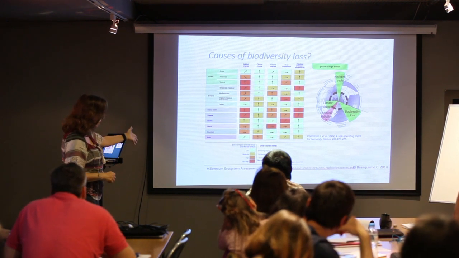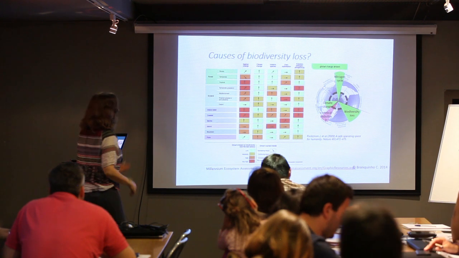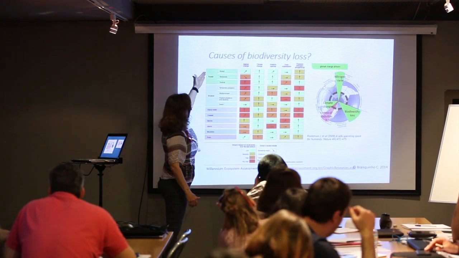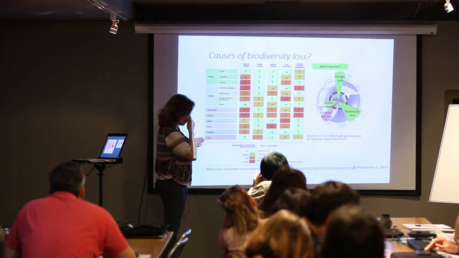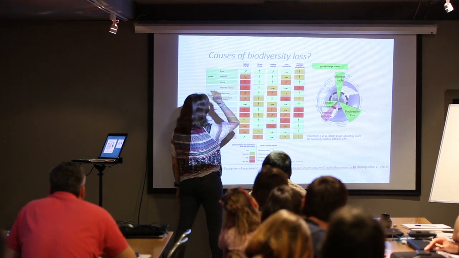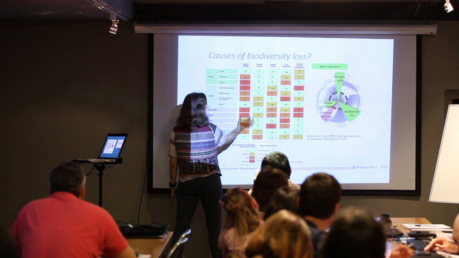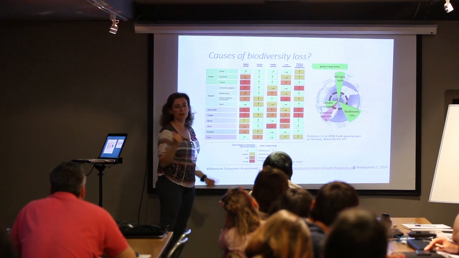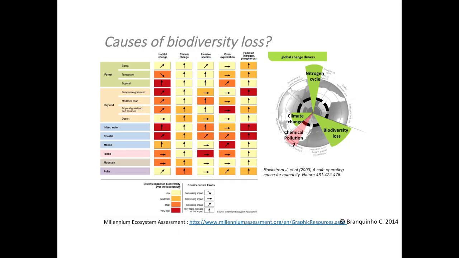This is an example from the Millennium Ecosystem Assessment. This is the type of biomes and the drivers that can change biodiversity. So we have habitat change, which in the past was very important: people destroying habitats for cities and industrial areas, so they were changing the land use. In most areas, this is not important anymore. Those drivers were important in the last century, and those are the ones that will be important in the future.